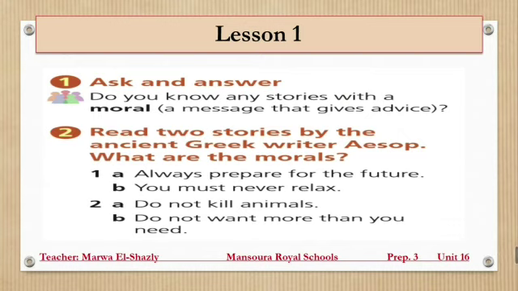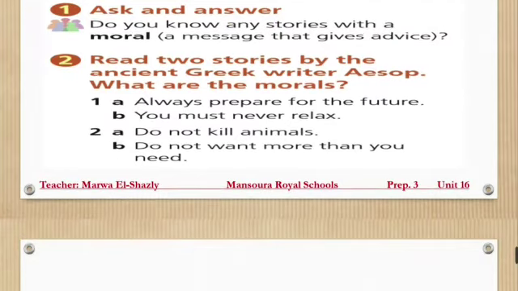A, always prepare for the future. B, you must never relax. 2, you choose also between A and B. A, don't kill animals. B, don't want more than you need.